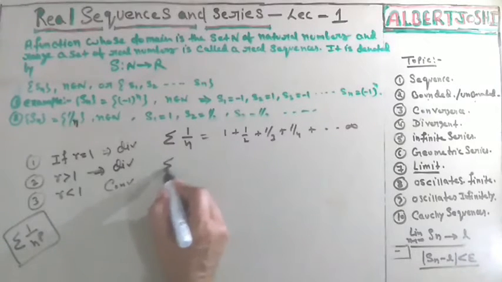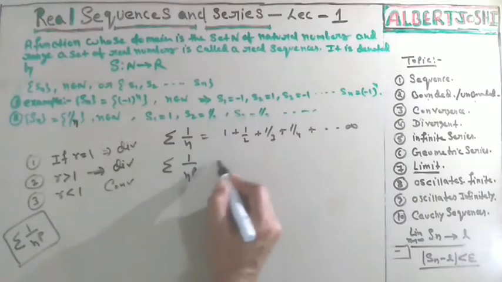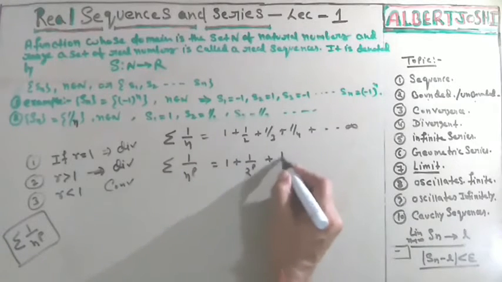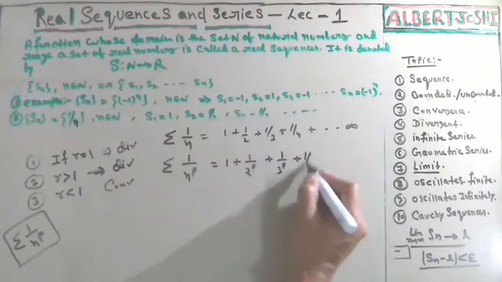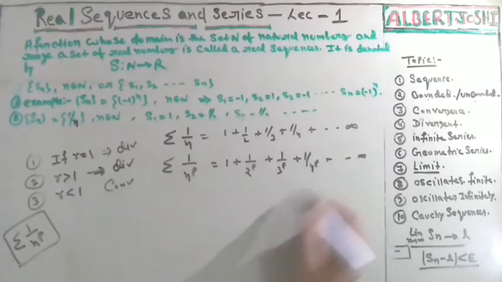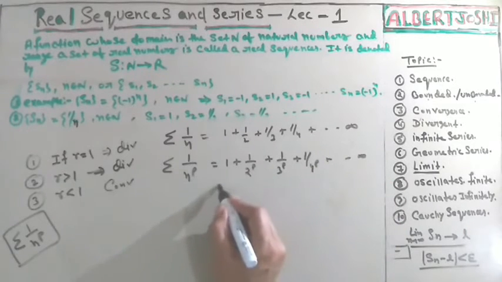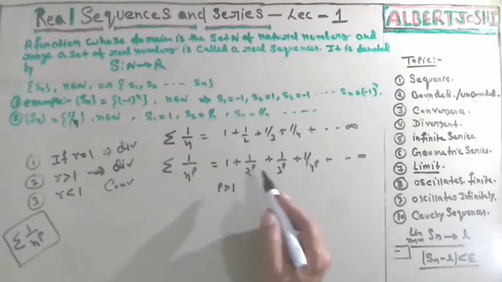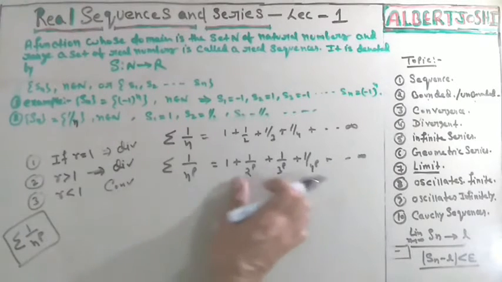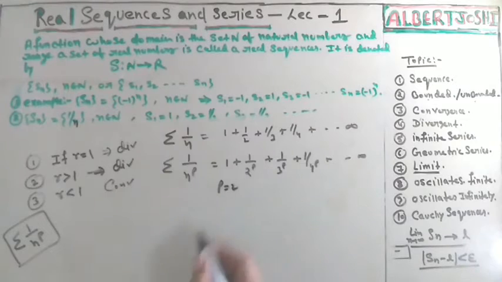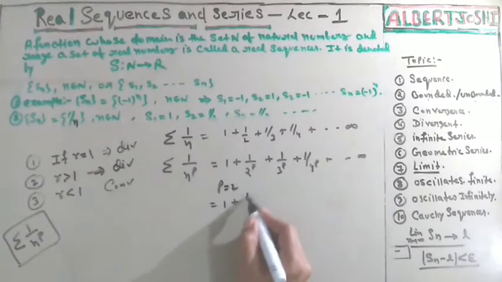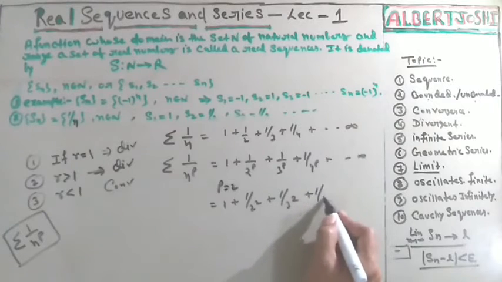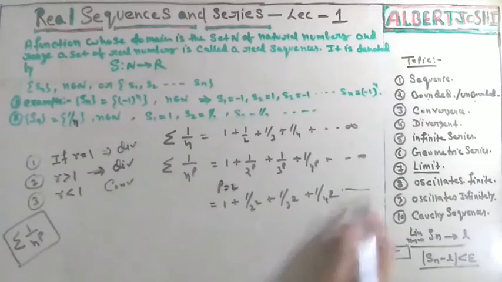But if I am putting 1 upon n to the power p, in this condition 1 plus 1 upon 2 to the power p plus 1 upon 3 to the power p plus 1 upon 4 to the power p up to so on infinite. And if p is greater than 1, suppose let p is equal to 2. In this condition you have 1 plus 1 upon 2 to the power 2 plus 1 upon 3 to the power 2 plus 1 upon 4 to the power 2 up to so on.